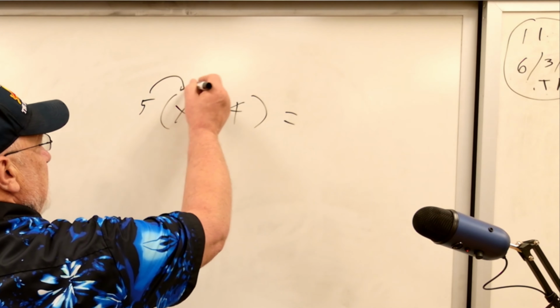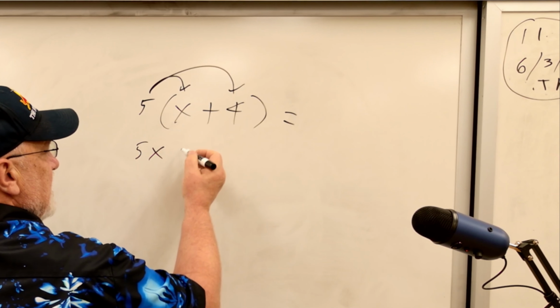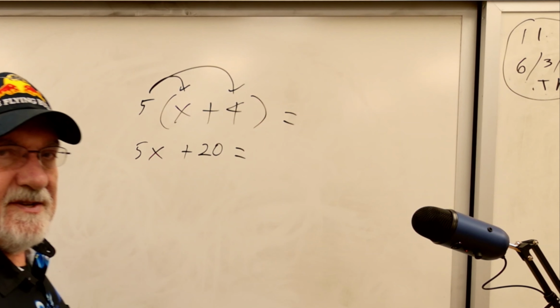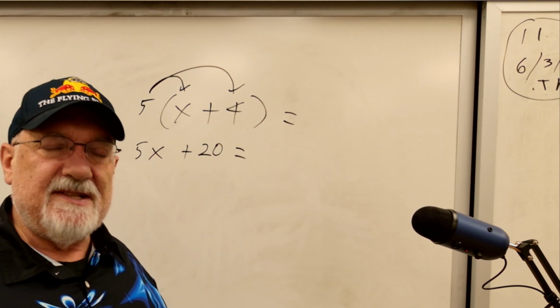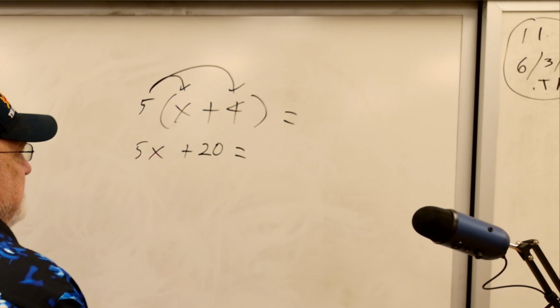So you have to multiply the 5 times each item inside. It becomes 5 times x is 5x. 5 times 4 is 20. And you have just distributed that number inside the contents of the parentheses. It doesn't matter how many things you've got in parentheses.